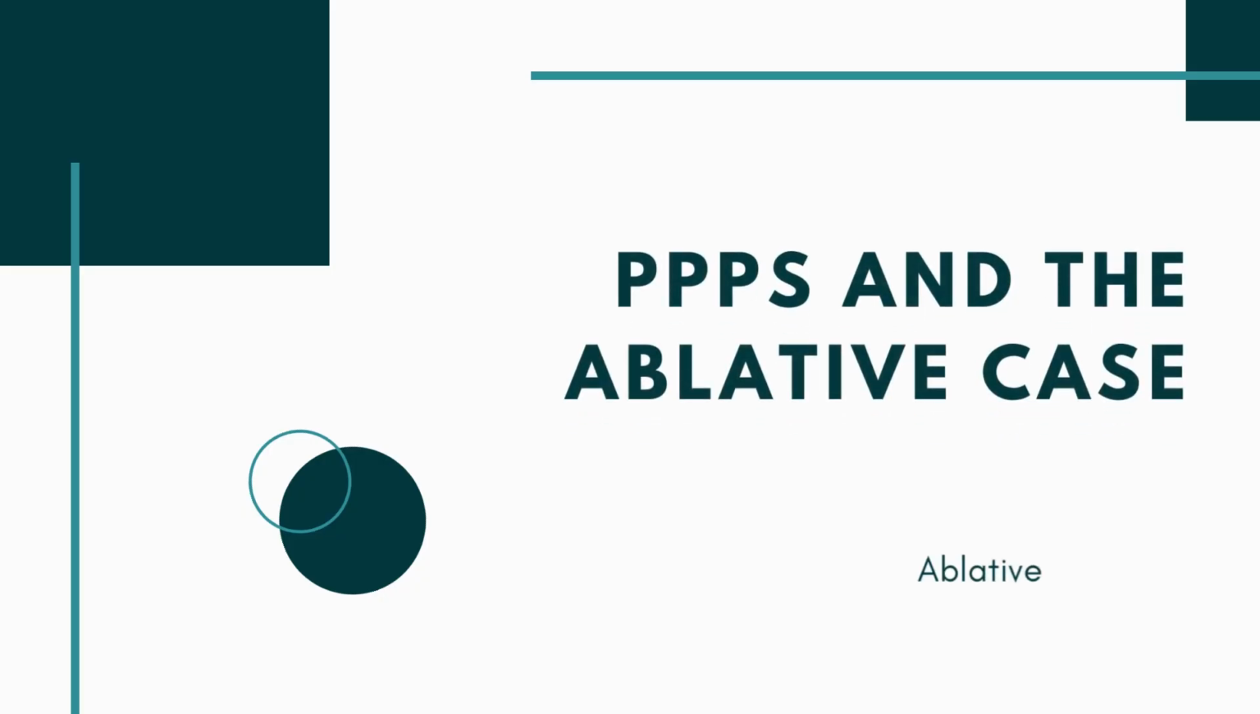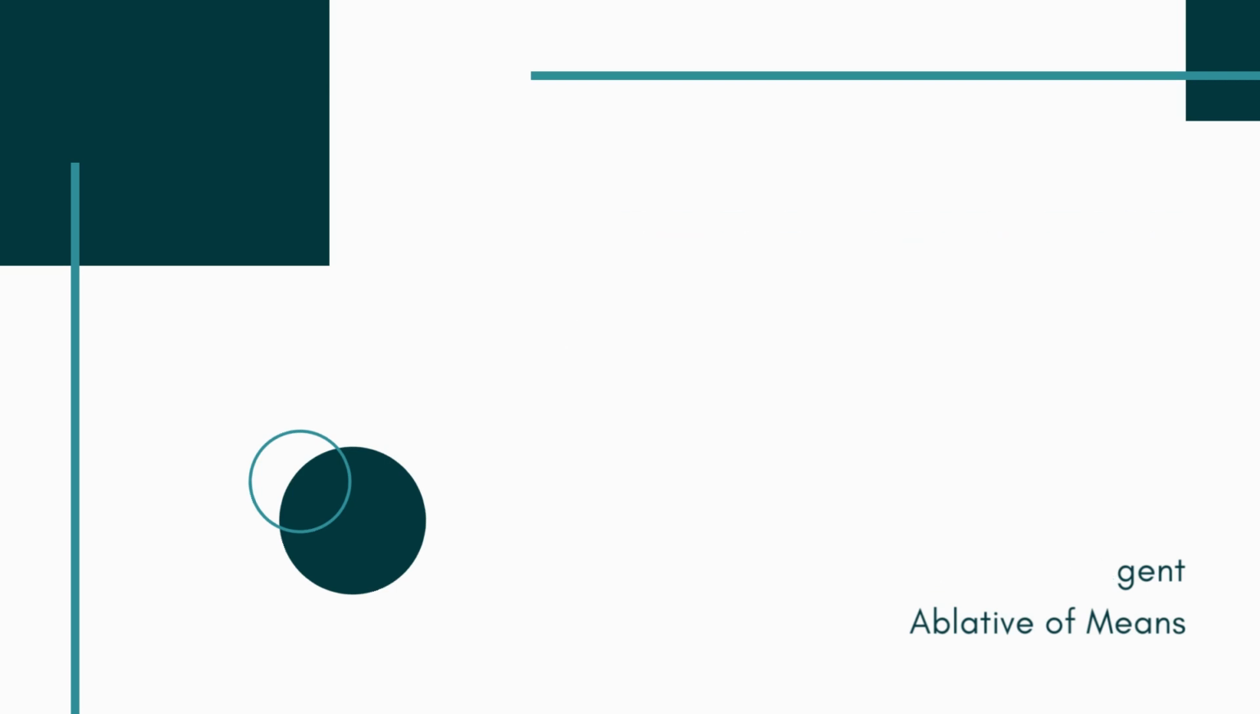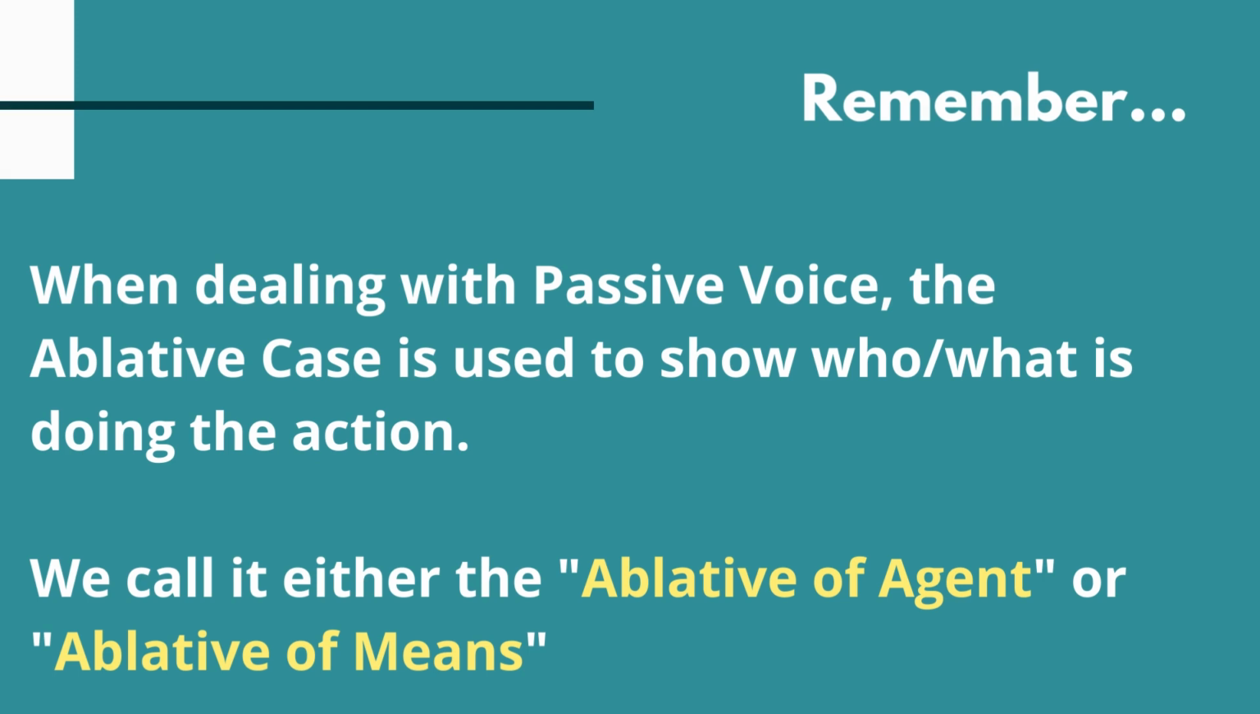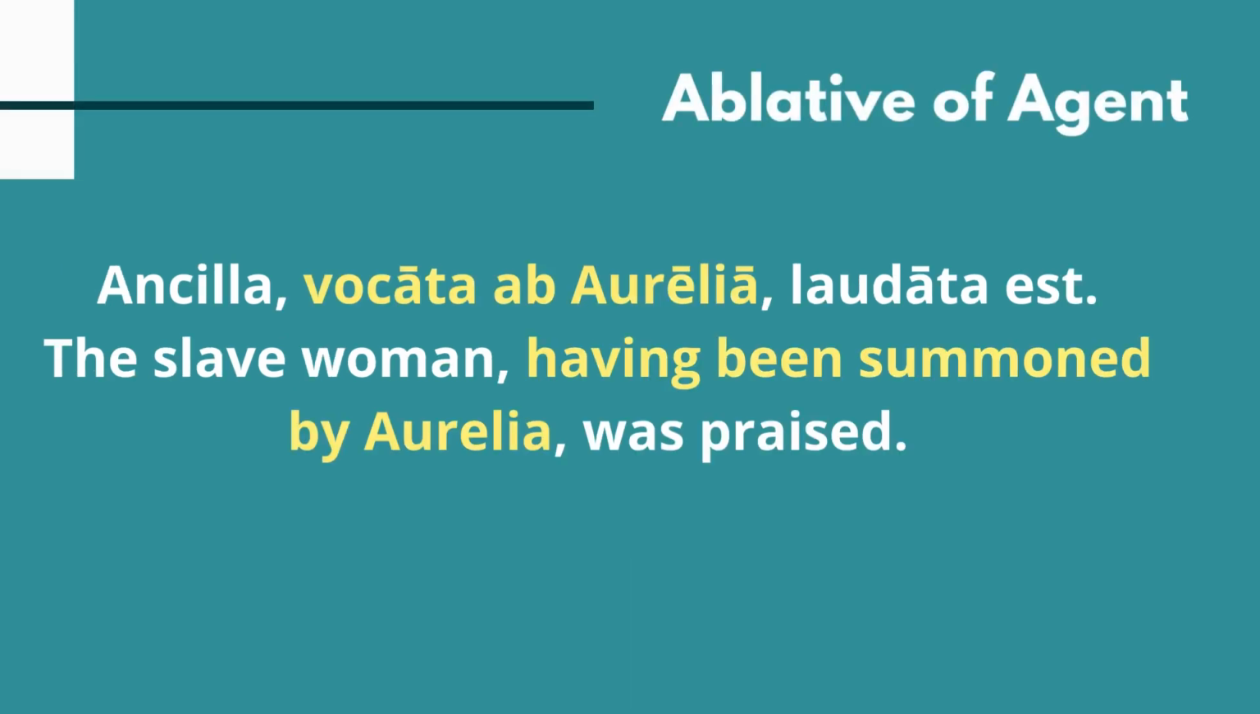So now we want to shift gears a little bit and think about perfect passive participles and how they're used with the ablative case. And specifically, we're going to look at 2 ways that the ablative is used here, the ablative of agent and the ablative of means. So if we think back to when we dealt with passive voice, right, you want to remember that we said the ablative case is used to show who or what is doing the action. And we call it either the ablative of agent or the ablative of means, depending on who or what is doing the action. So here's an example.